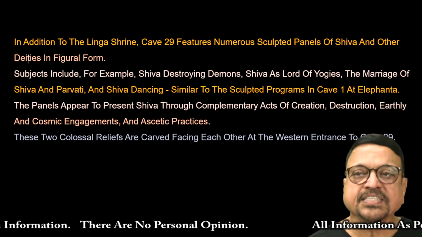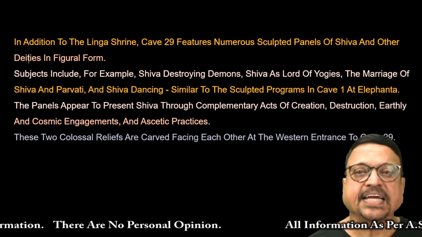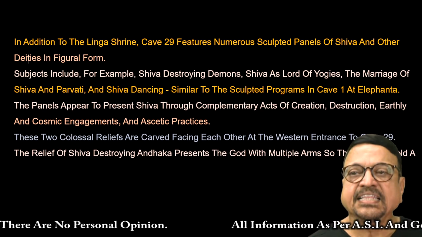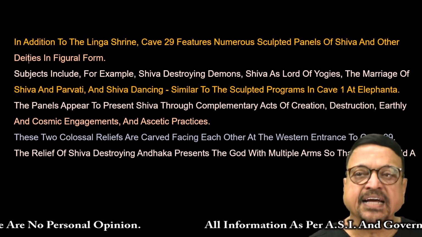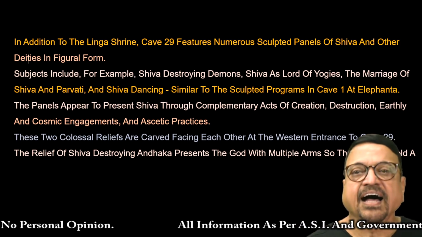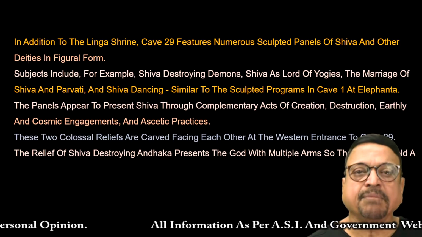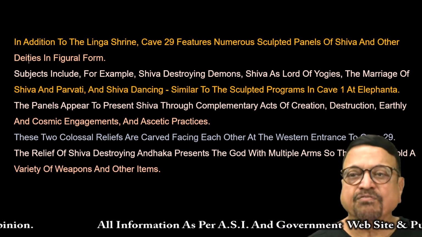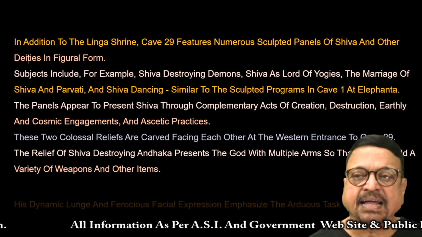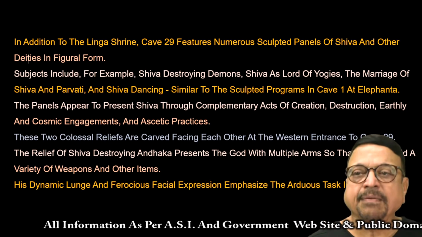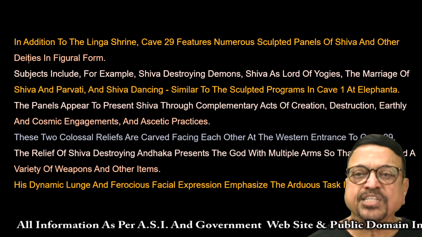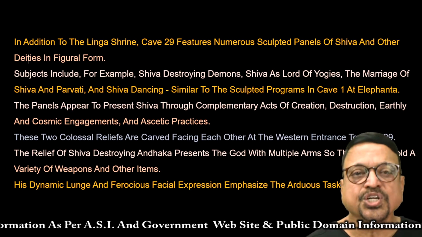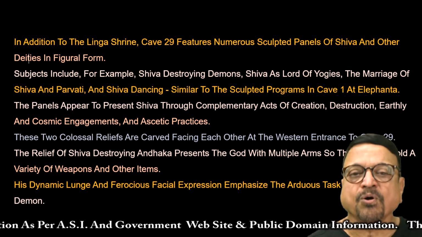These two colossal reliefs are carved facing each other at the western entrance of cave number 29. The relief of Shiva destroying Andhaka presents the god with multiple arms so that he can hold a variety of weapons and other items. Its dynamic lunge and furious facial expression emphasize the arduous task in slaying this demon.